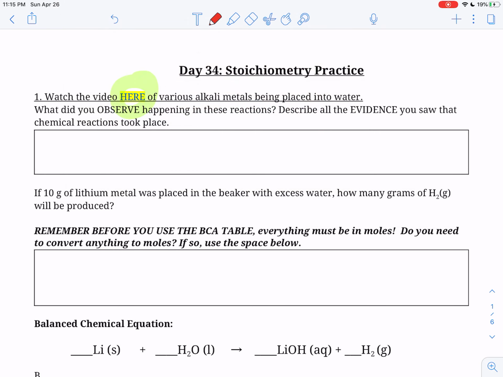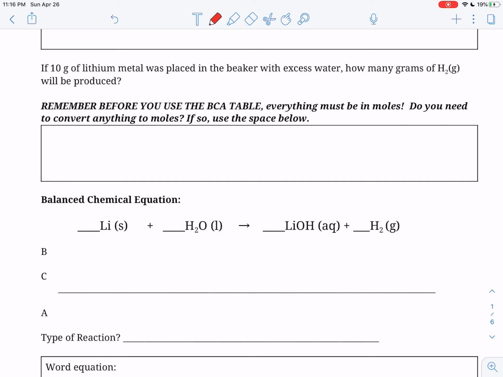Okay, so 10 grams of lithium metal was placed in the beaker with excess water. How many grams of H2 gas will be produced? Okay, so remember when you're using the BCA table, the first thing that you need to do is make sure that it's in moles, because if it's not in moles, then you can't use the table, okay? So I see here what my given is: 10 grams of lithium. Okay, so I'm going to need to convert that.